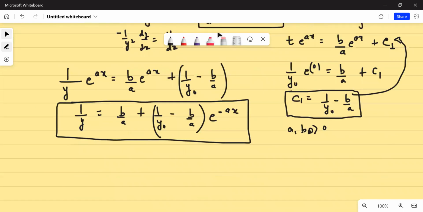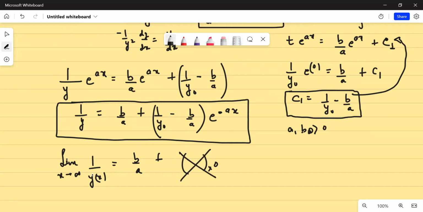Now you were asked how y of x would behave as x tends to infinity. So let us take the limit x tends to infinity of 1 upon y of x. So this will be b upon a here, and this entire term will become 0 because of e to the power minus ax, where a is accompanied by a negative sign. As x tends to infinity, this entire term will go to 0. So 1 upon y of x as x tends to infinity is b by a. It implies the limit of y of x as x tends to infinity would be a by b. Is that clear?